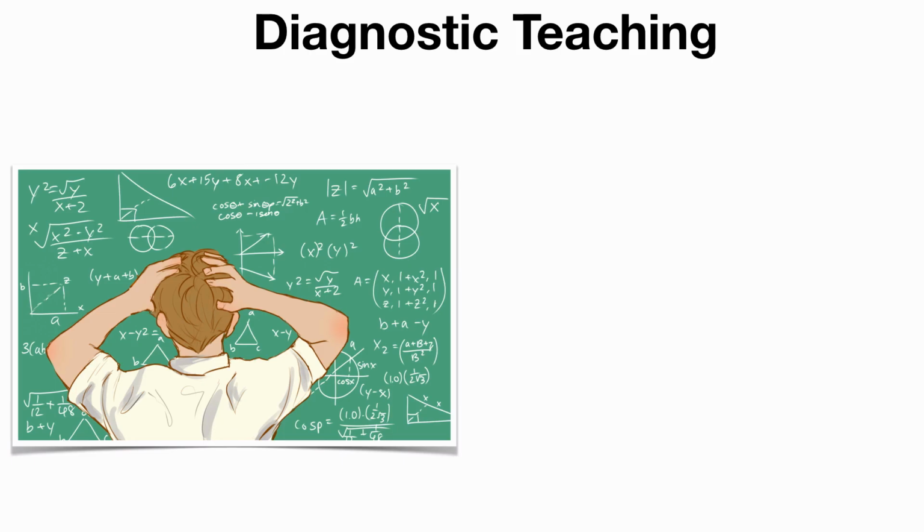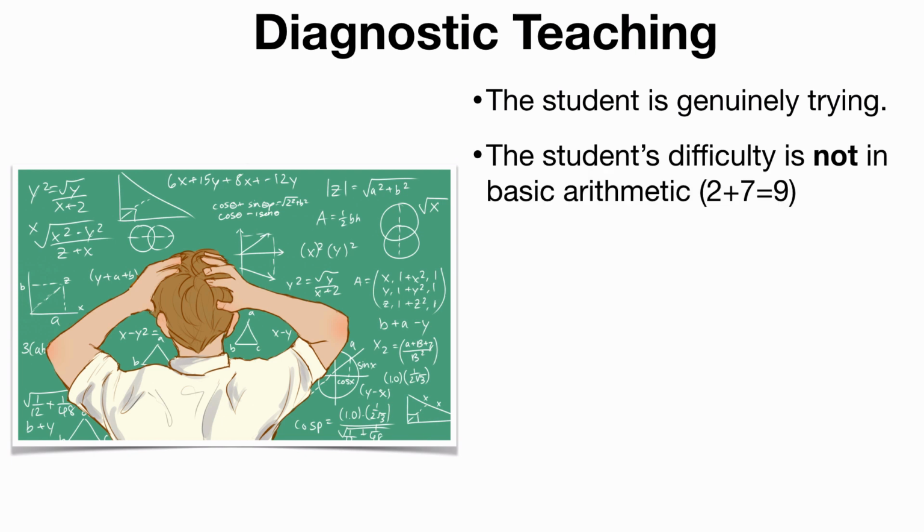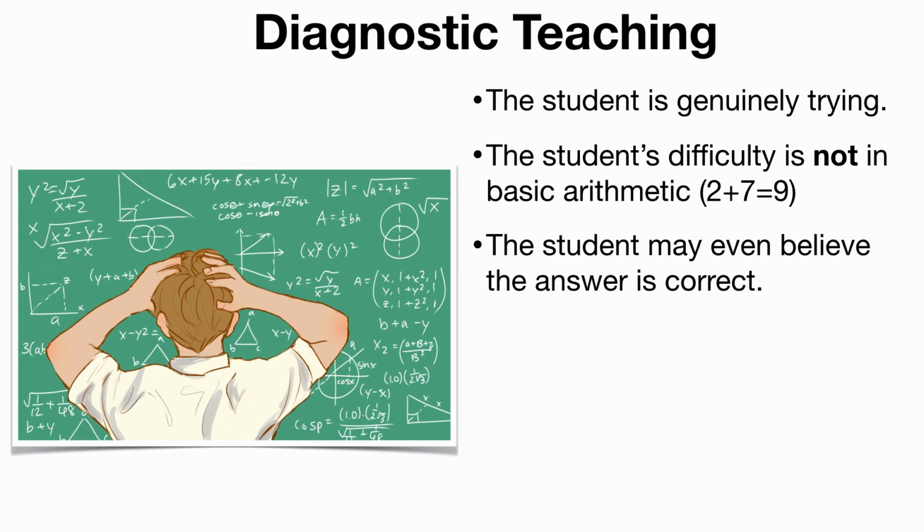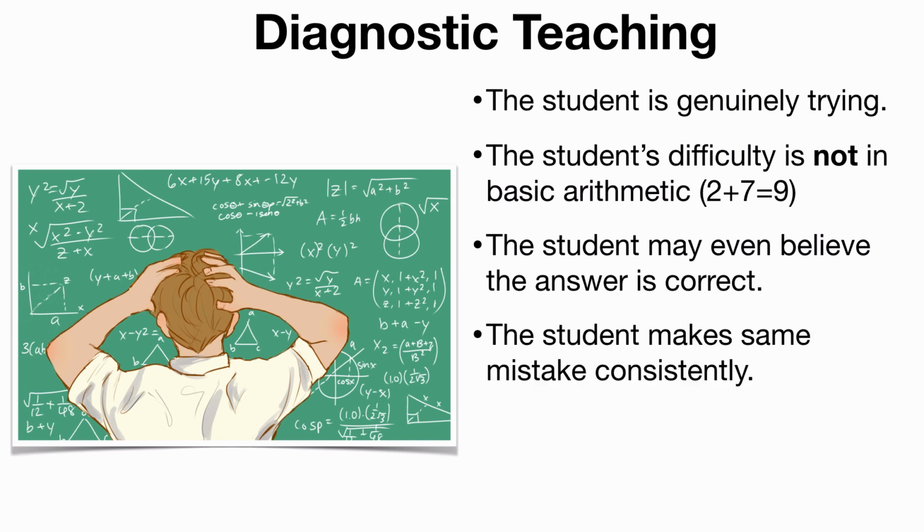So what do I mean by diagnostic teaching? This really means trying to help a student who is trying, but whose difficulty is not in basic arithmetic. So they don't do 2 + 7 = 8. They know the arithmetic, but they're having a problem somewhere in the logic of it, which means that they actually believe their answer is correct. They're following a procedure. They think they're doing it correctly, which means they make the same mistake consistently.